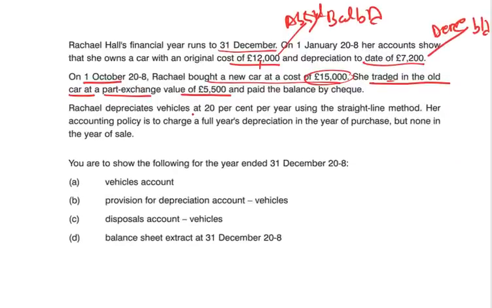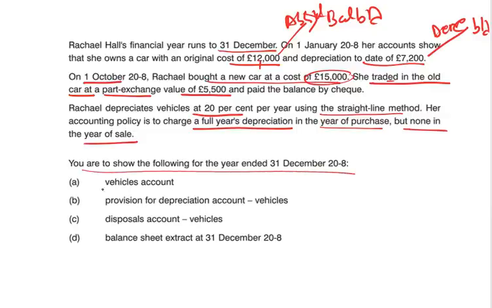They said it's 20% straight line, and the policy is to charge the full year's depreciation in the year of purchase but none in the year of sale. Basically this is only 1 year, that's why we're going to take only 1 year, but if it is over 2, 3 or 4 years, the year of disposal will not calculate any depreciation. That's the rule. They asked for the requirement for the year ended 31st December 2008: T accounts for vehicle, provision for depreciation, accumulated depreciation, disposal, and balance sheet extract.